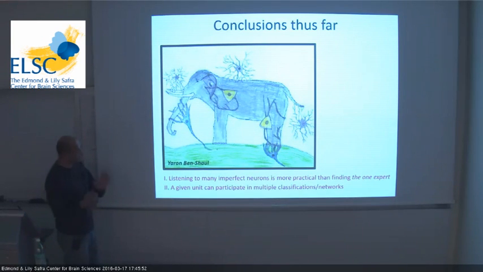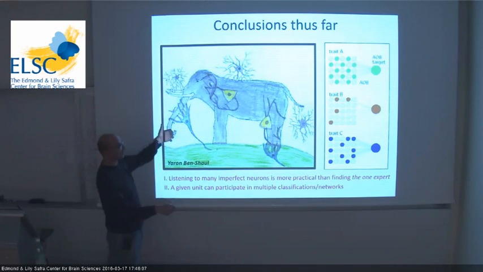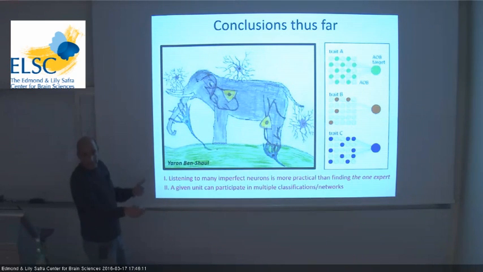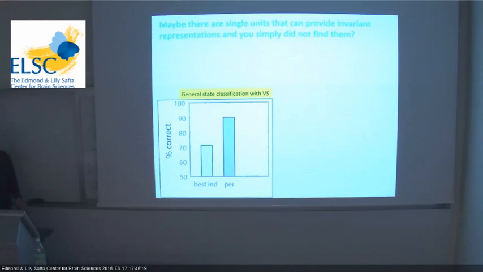And also, as I showed you before in the correlation analysis, a given unit can participate in multiple classifications or networks. So these are supposed to be the A or B neurons. This is the downstream neurons. And for example, this is detection of one trait, maybe a reproductive state. This is detection of another trait. And the same neurons may participate in different types of classifications depending on what the downstream neurons would want to listen to. Okay, so this is one of the general conclusions.